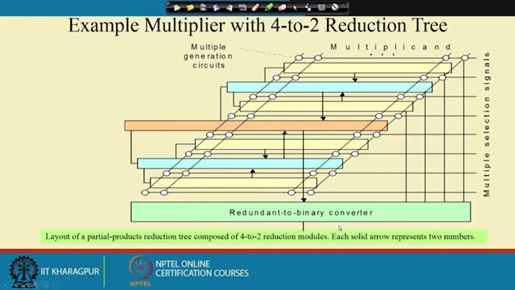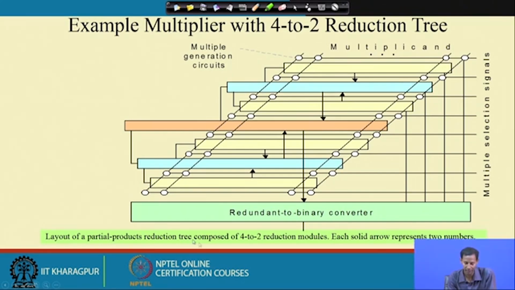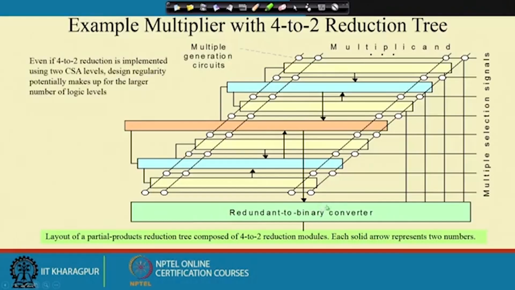Okay. So, this is the layout of the corresponding partial product reduction tree composed of these 4:2 reduction modules. Okay. So, as I said, this gives me a better, regular structure while we are implementing it in VLSI. Okay.